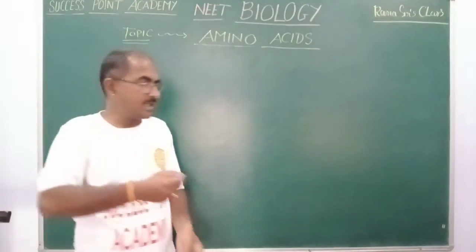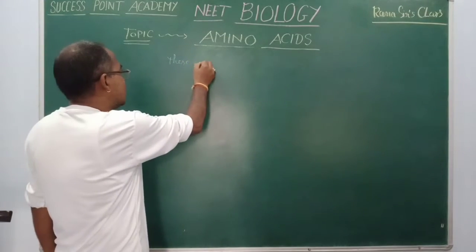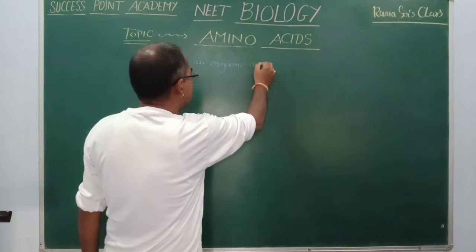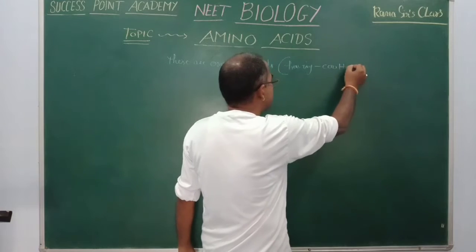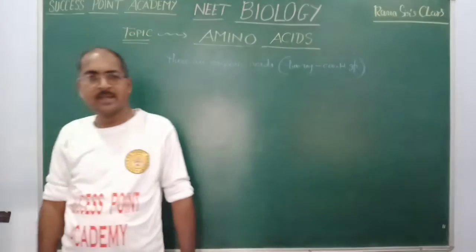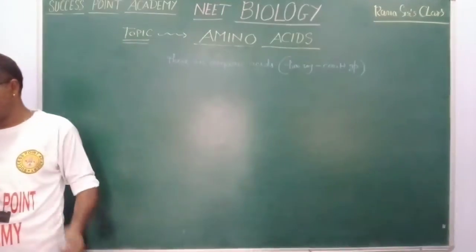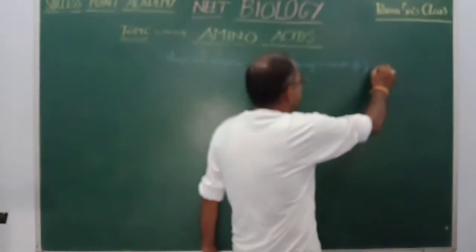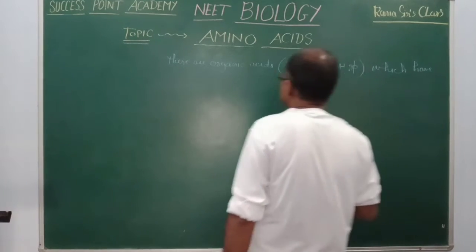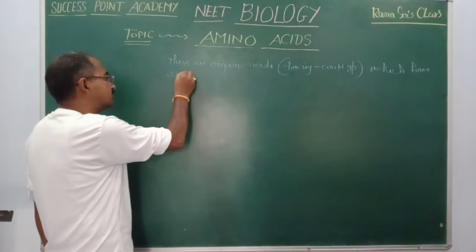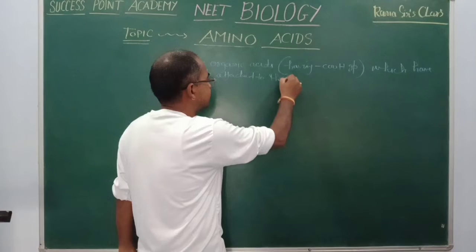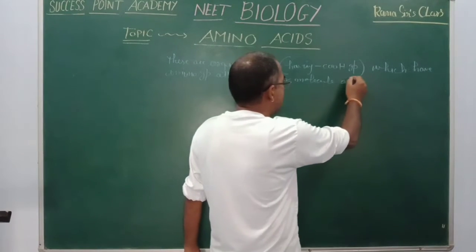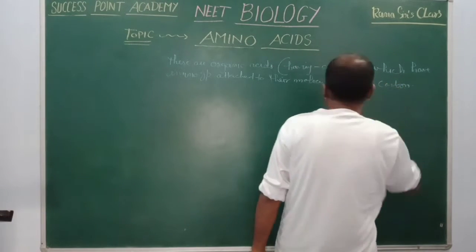Amino acids, you know, these are organic acids. Why are we calling them organic acids? Because they have a COOH, carboxylic acid group, in their structure. These are organic acids which have an amino group attached to their molecule at the alpha carbon. Alpha carbon is which carbon? Tell me quickly.